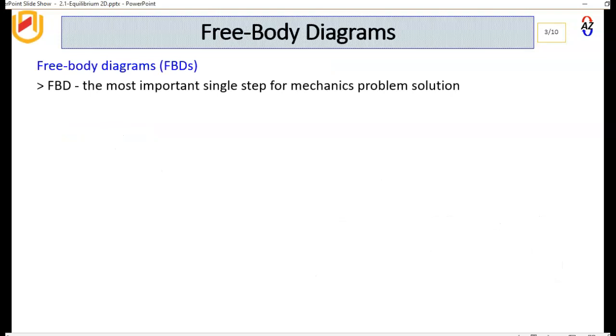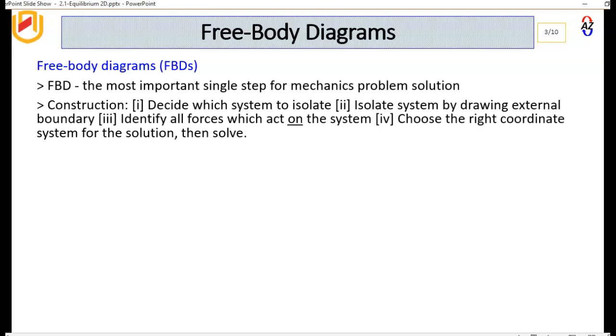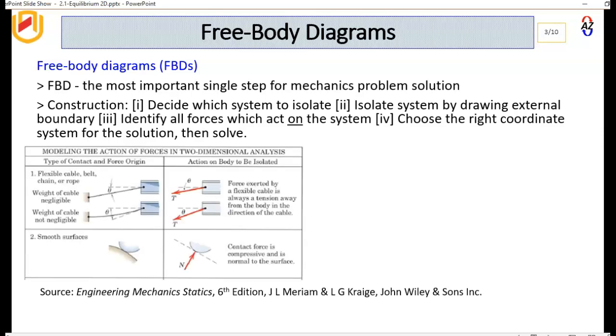The free body diagram really is the most important single step for the solution of problems in mechanics. When you draw the correct free body diagram, it's likely that you're going to get the problem correct. So now, how do we draw this free body diagram? First you decide which system to isolate, and then you isolate the system by drawing the external boundaries around the system, and then you identify all forces which act on the system. Very important, acting on the system. Then you choose the right coordinate system, and then you solve the problem.